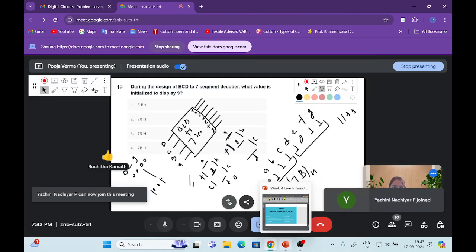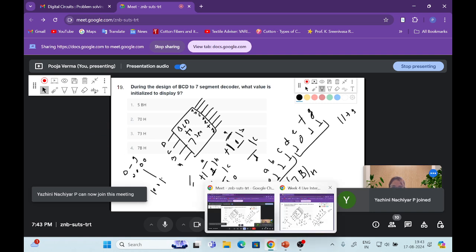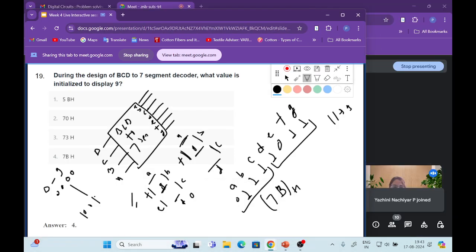Are you getting these questions? Okay, for option 4 you are giving a thumbs up. Okay, option 4 is correct. 7B is the hexadecimal representation to display the value 9. Okay, so moving to the next question.